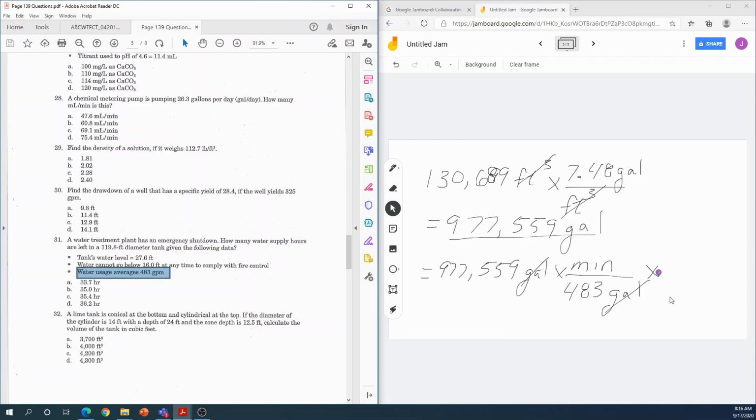But we're looking for how many hours we have. So we know that in 60 minutes there's 1 hour. So our minutes are going to cancel our minutes. We go through and do the math. 977,000 gallons divided by 483 gallons per minute divided by 60 minutes in an hour, and we're going to get 33.7 hours. That's how long we can supply, so we better be making those phone calls and getting a new well or a new pump or new controls so we can be filling that water back up.